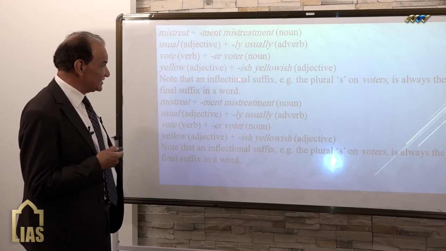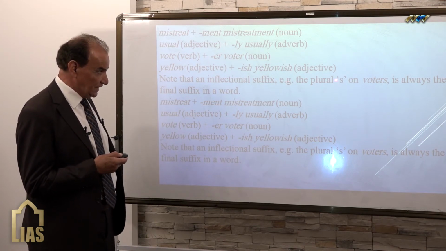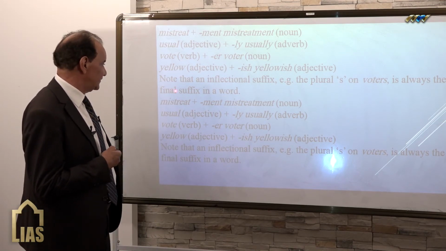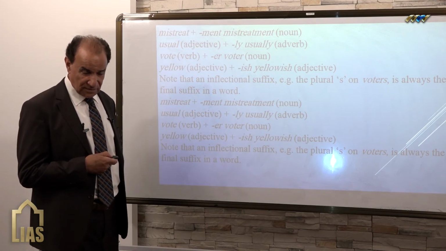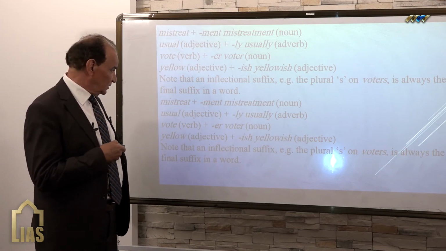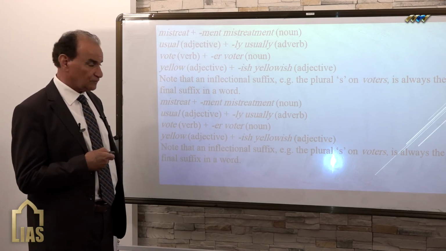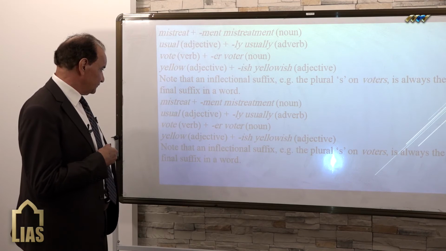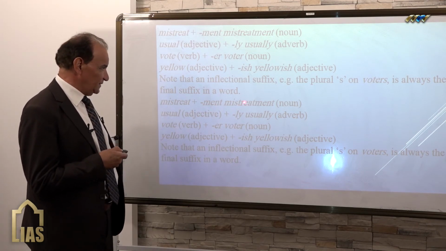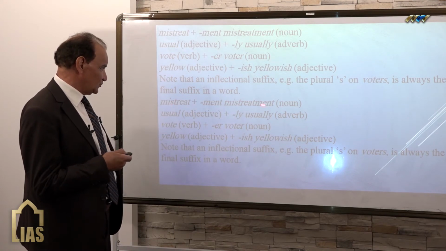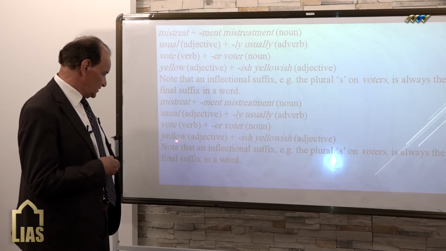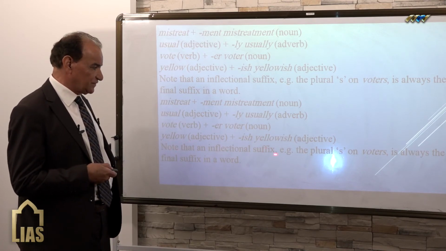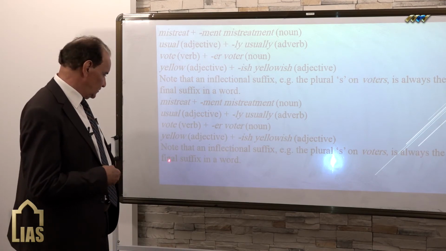Note that an inflectional suffix, example, the plural s on voters, is always the final suffix in a word. And this is true for plural s, always at the end of a word. Mistreatment, verb into a noun; usually, adjective into adverb; voter, noun; yellowish, adjective, still the same.